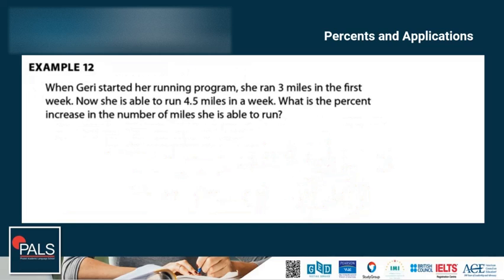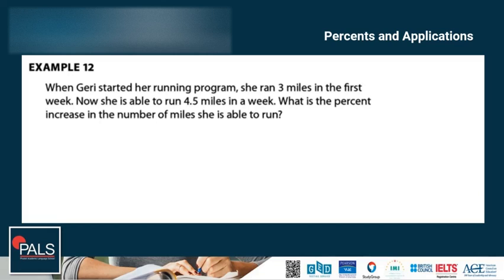Let's have another example. Example 12. When Gary started her running program, she ran 3 miles in the first week. Now she's able to run 4.5 miles in a week. What is the percent increase in the number of miles she is able to run?